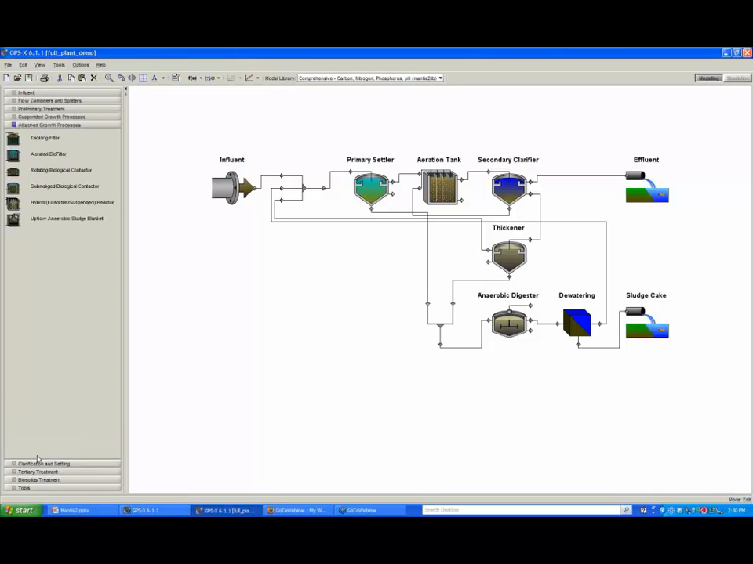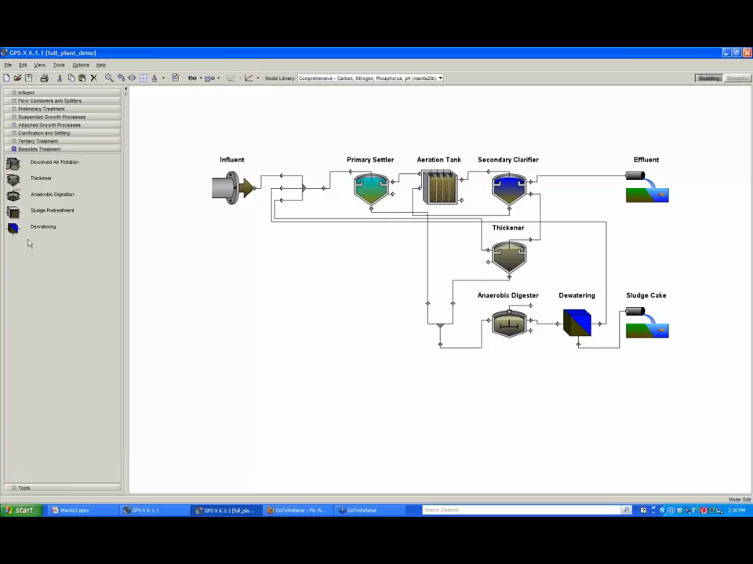Also, if we go to attached growth systems here, we have the USB object. And in the sludge biosolid treatment, we have the sludge pretreatment object here. So we have some new objects here which are not available in other libraries. When you are in this library, you can build your layout similar to how you do in other libraries.